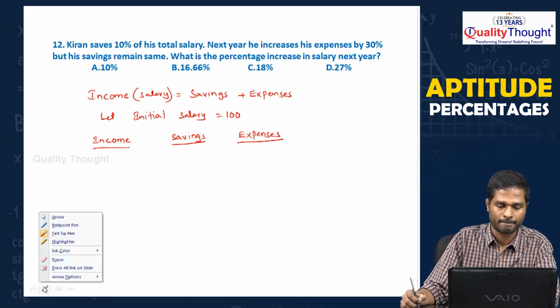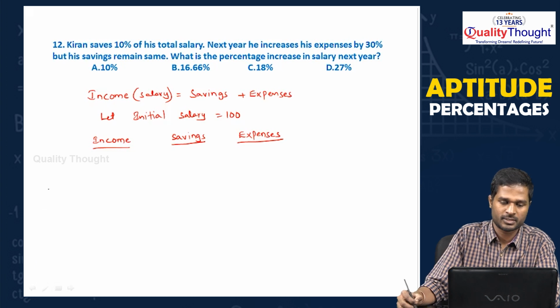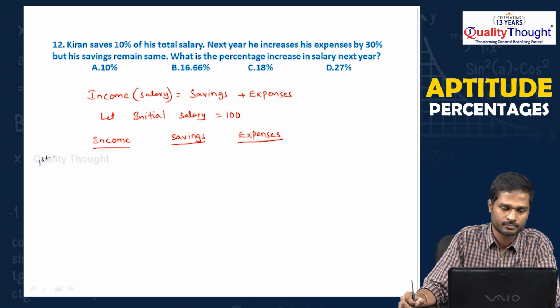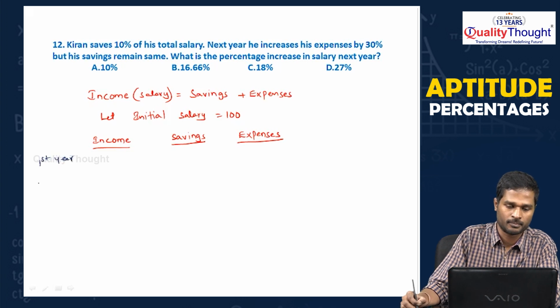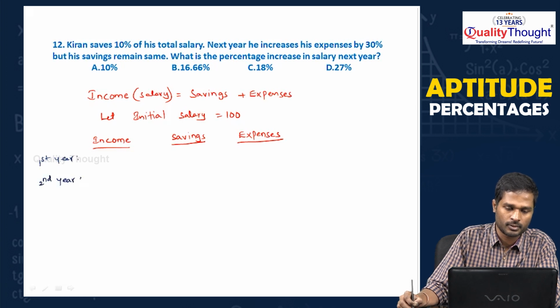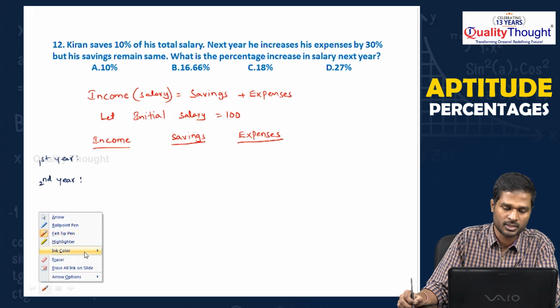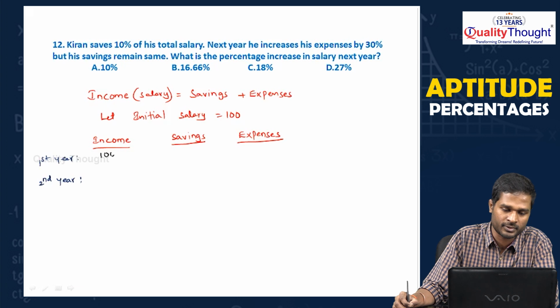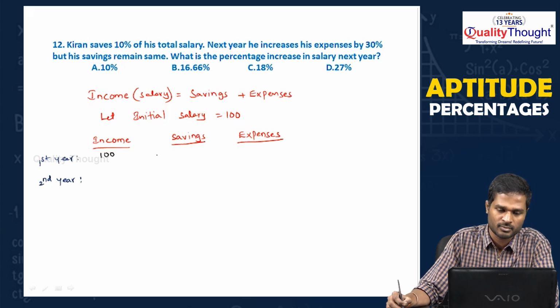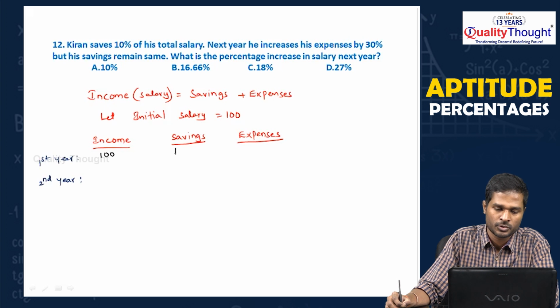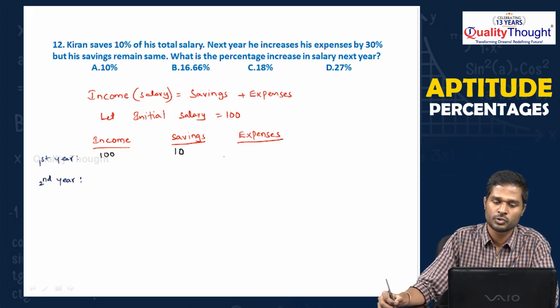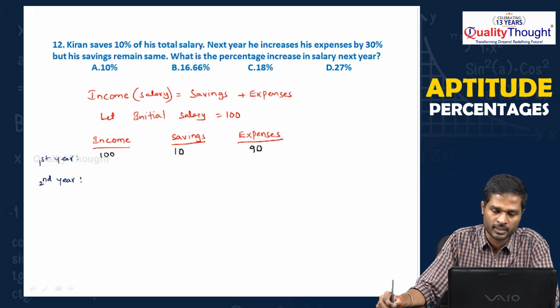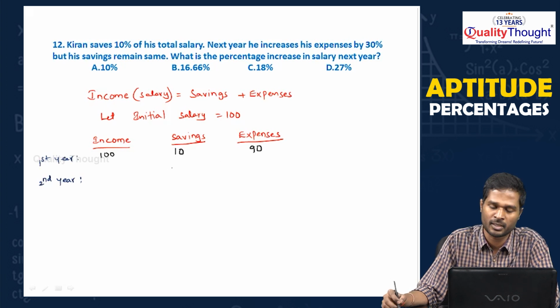So this is income. Now let's see. I'll write here first year and let's write second year. Let's take the values here. We have taken the initial salary as 100 rupees. So I'll write here, first year salary 100 rupees. In this 100 rupees, you can consider it as 100%. In this, 10 rupees went for savings, so the remaining 90 rupees were expenses. So, 100 is the income, in that 10 were savings and 90 were expenses.